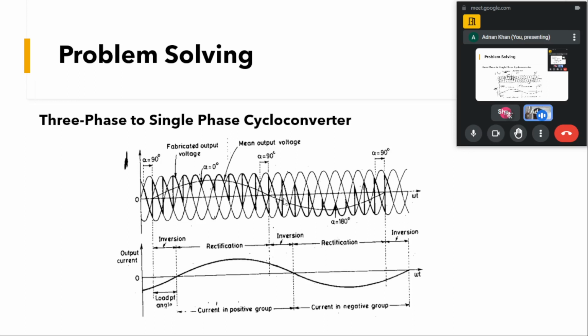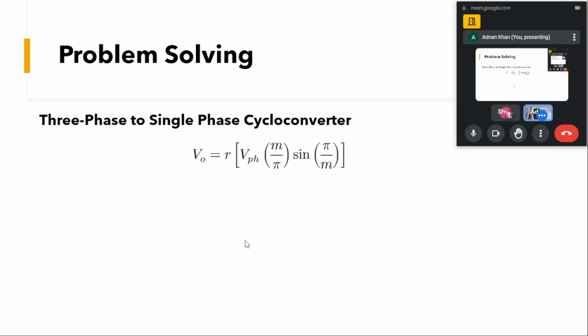Similarly, here the voltage is negative but the current is positive, so we still have an inversion operation. Here we have a negative voltage and negative current, so we have a rectification operation. What we have to remember is that if the voltage and current have different polarity, we have an inversion operation, and if they are the same, we have a rectification operation.